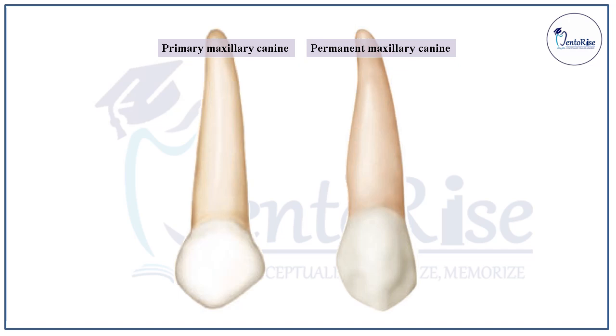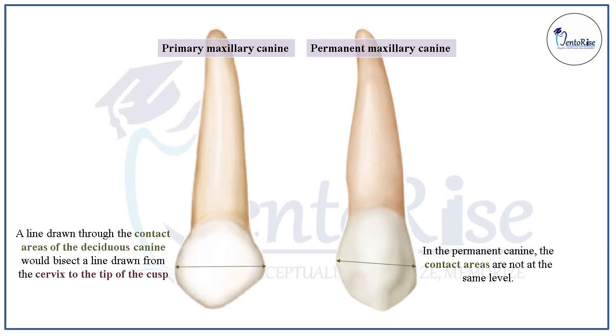Another difference lies in the level of contact areas. In a permanent maxillary canine, the mesial and the distal contact areas are not present at the same level. However, in a primary maxillary canine, they are present at the same level in such a way that a line drawn through these contact areas would bisect a line drawn from the cervix to the tip of the cusp. Please observe the figure.